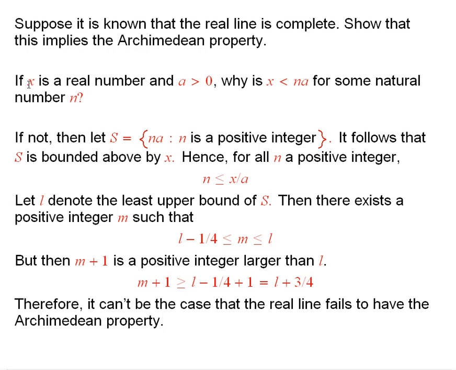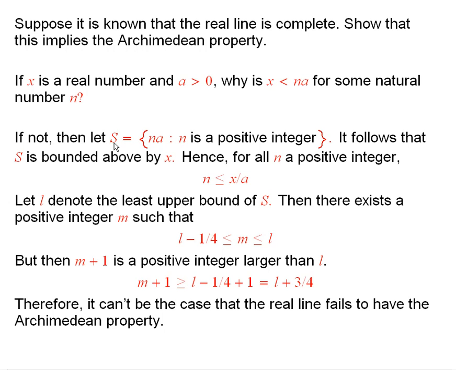It says that if you take an arbitrary real number x and a positive real number a, then x is smaller than n times a for some natural number, some positive integer n. Well, suppose it doesn't happen. So no such n can be found, and you have a positive a, and there's no such n that will make this happen.